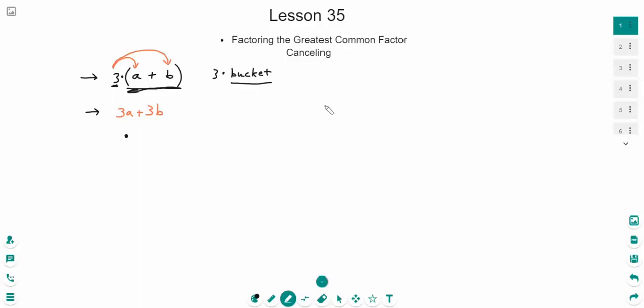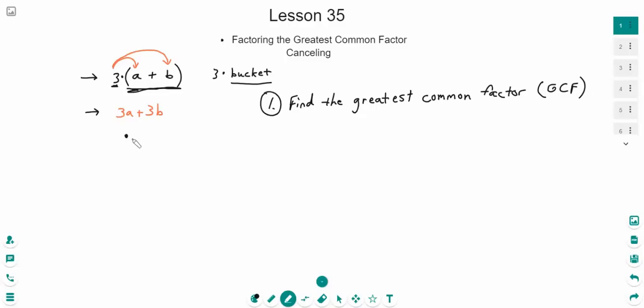The first step, I'm going to put that right over here, is to find the greatest common factor. When we're trying to undo the distributive property, we're going to find the GCF. So we look at our 3a plus 3b, and we ask, what's common between these two terms? The answer is a 3. That's the only thing that's common between 3a plus 3b. So that would be the greatest common factor.